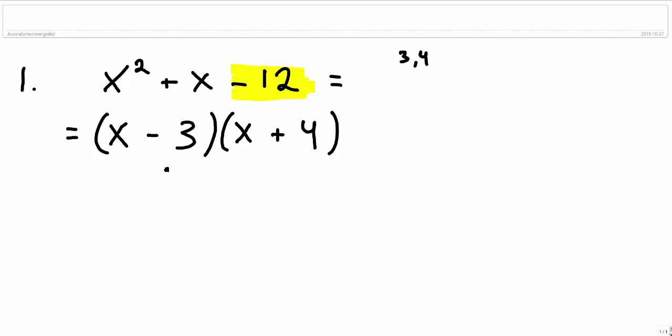Now if we work this out, x times x is x squared, x times plus 4 is 4x, and then minus 3 times x is minus 3x. If we work that out, it will be plus 1x, or just plus x. And then minus 3 times plus 4 is minus 12, so the sign is also right for the constant. So we're done. Let's see if we can find the factors for the second expression.